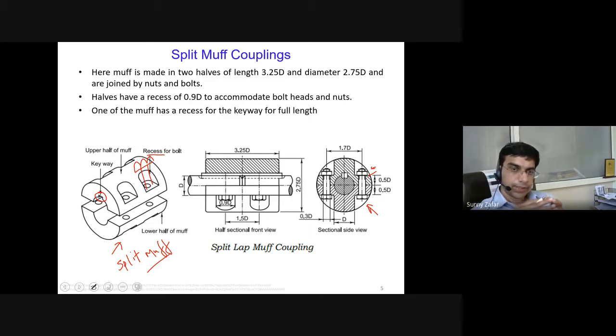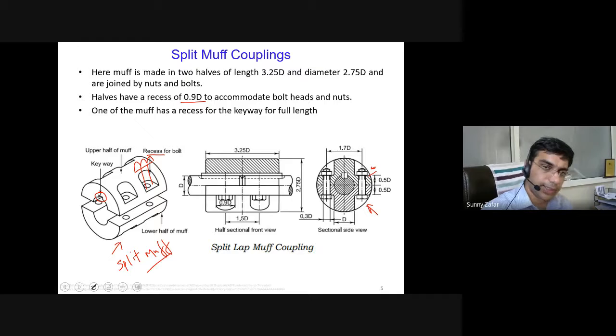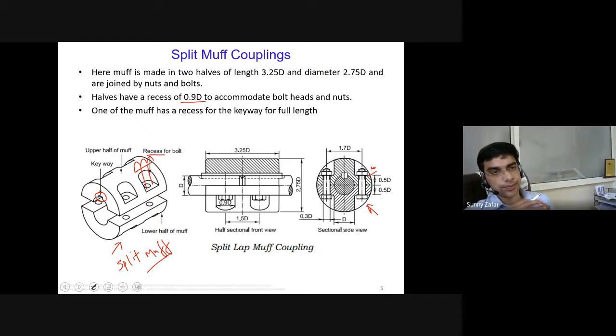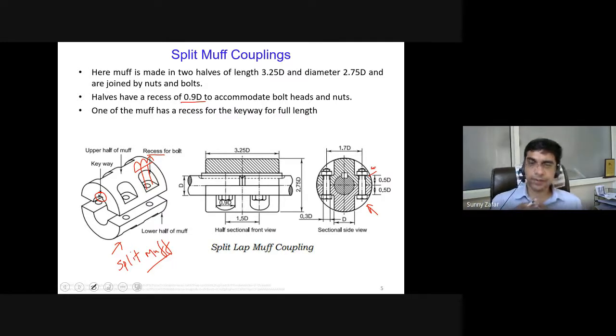Generally these two recesses can accommodate bolt heads of 0.9d. Again, capital D here indicates the diameter of the shaft, and the muff, since it is made up of two parts, has half length.